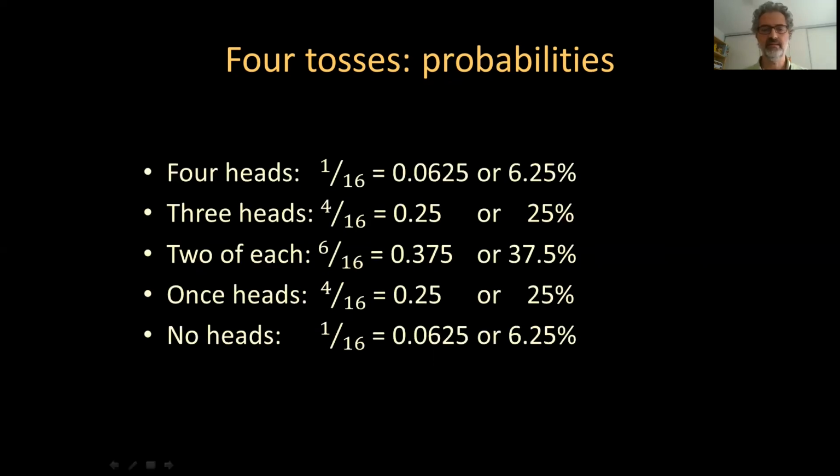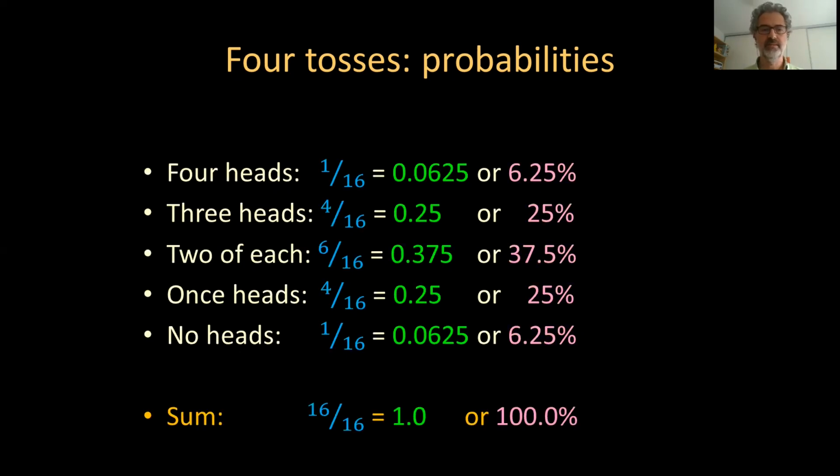You can go back and see the actual patterns and count them if you like. So these are the expected probabilities. And a very important property of these is that they are all the possibilities. We've exhausted all the possibilities of what can happen. There's nothing else that's possible.